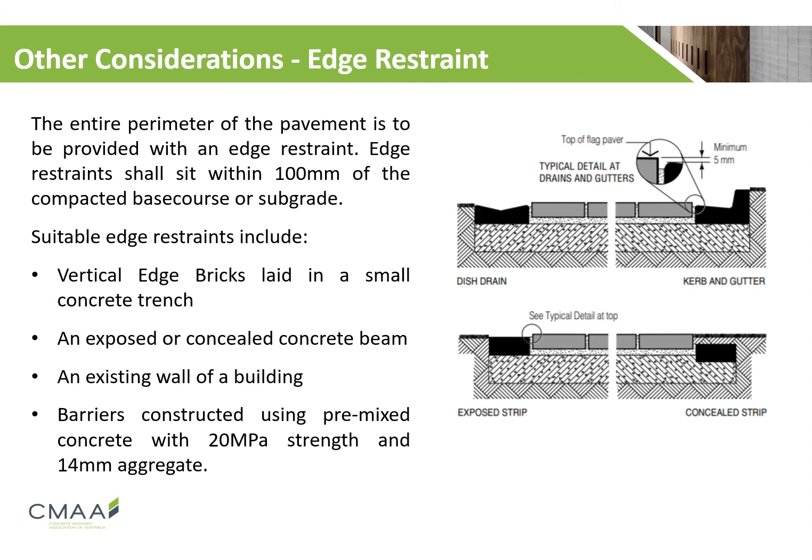Another important consideration is the provision of edge restraints. The entire perimeter of the pavement is to be constructed with an edge restraint. Edge restraints shall sit within 100 mm of the compacted base course or subgrade. Some suitable edge restraints include vertical edge bricks laid in a small concrete trench, an exposed or concealed concrete beam, an existing wall of a building, or barriers constructed using a pre-mixed concrete with 20 MPa strength and 14 mm aggregate. Detailed drawings of some common edge restraints are provided on this slide.